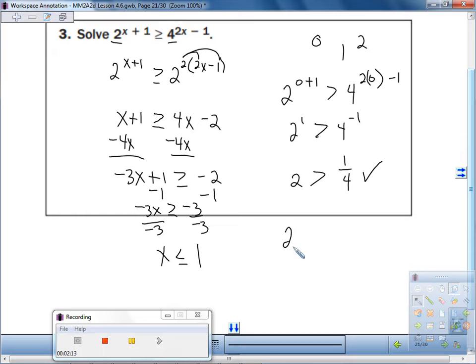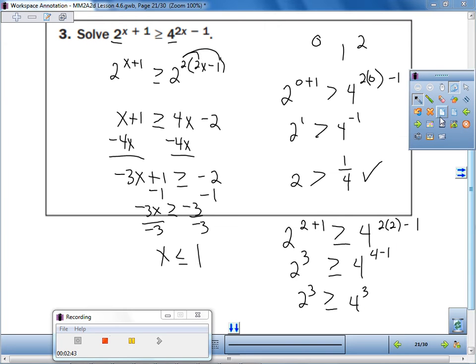Okay, now do the same thing with 2. Let's put in 2 for x and see if it makes sense. Okay, so we get 2 to the third power. It's supposed to be greater than or equal to 4 to the 4 minus 1, so I get 4 to the third power. So 2 cubed gives me 8. 4 cubed gives me 64. Okay, so 8 is greater than or equal to 64. That's not true. So that means our answer is plausible.